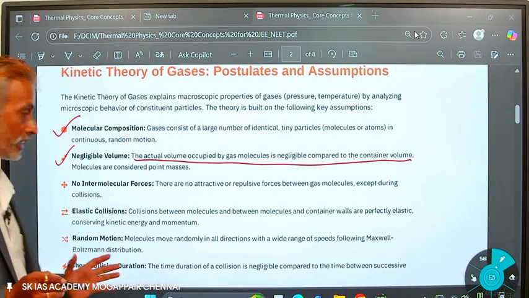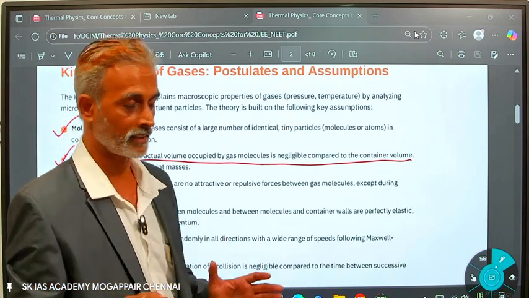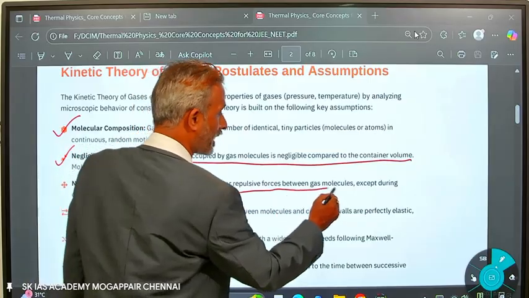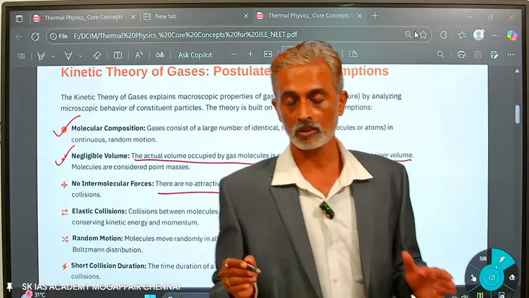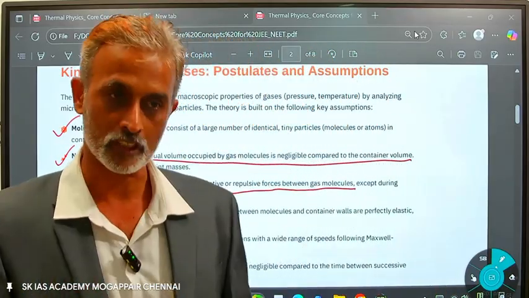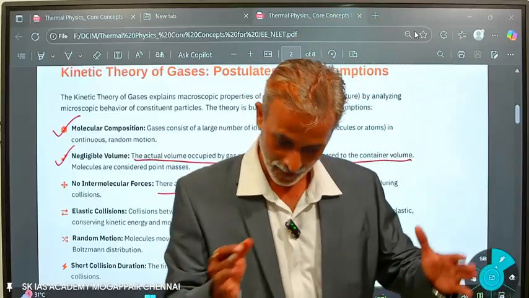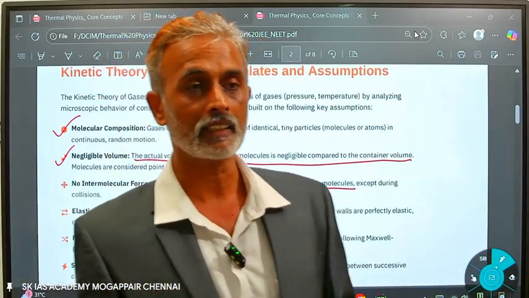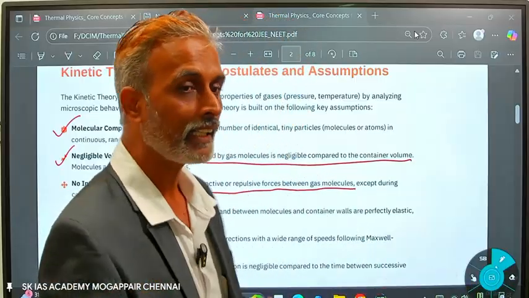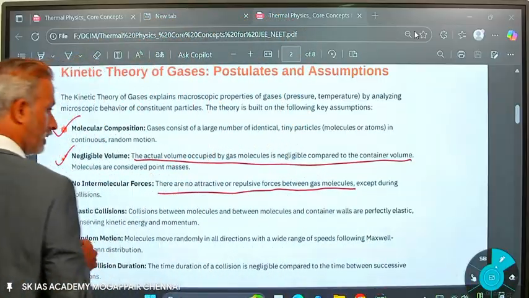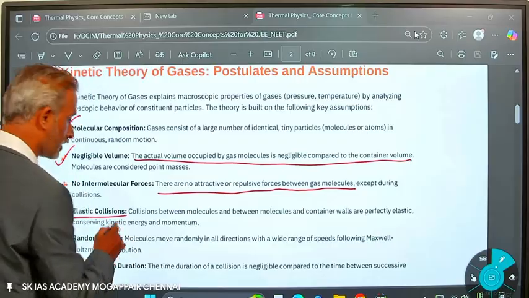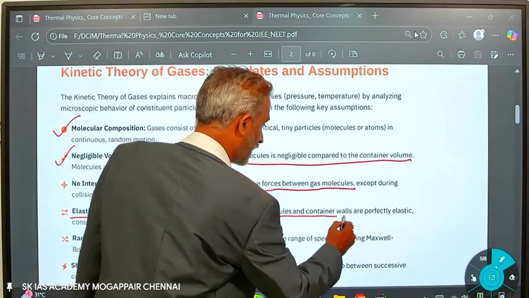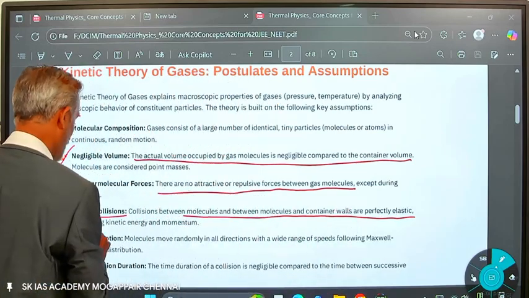Now third, intermolecular forces. There are no attractive or repulsive forces between the gas molecules inside the container. Next, elastic collision: collisions between the molecules, and between the molecules and container walls, are perfectly elastic.